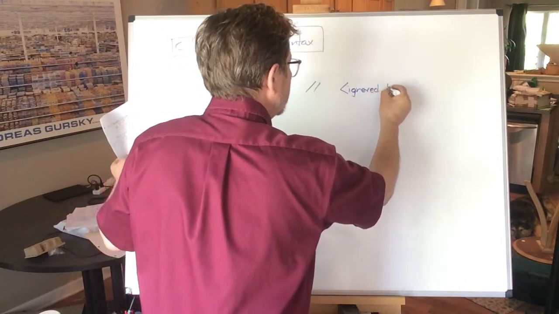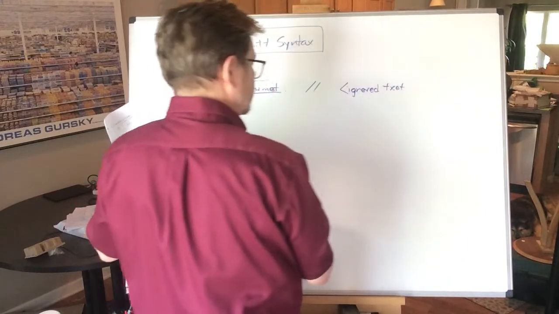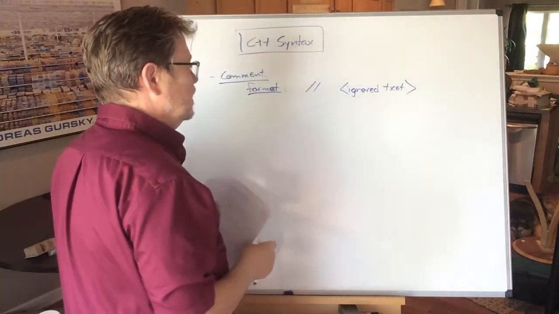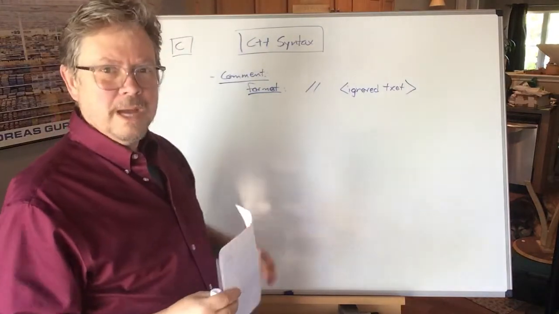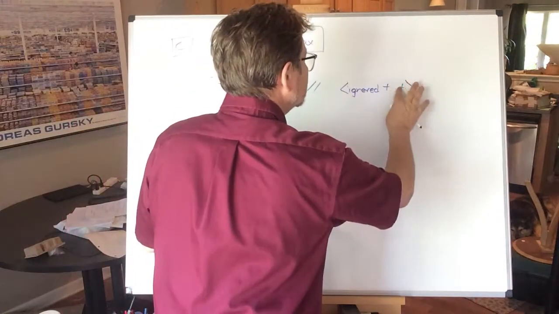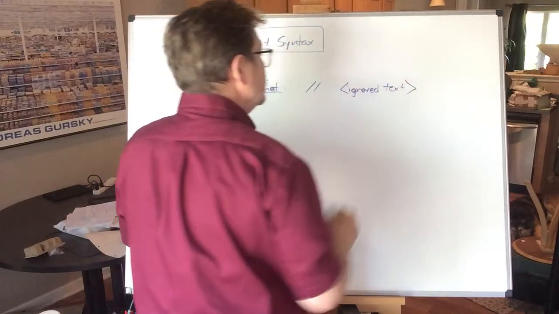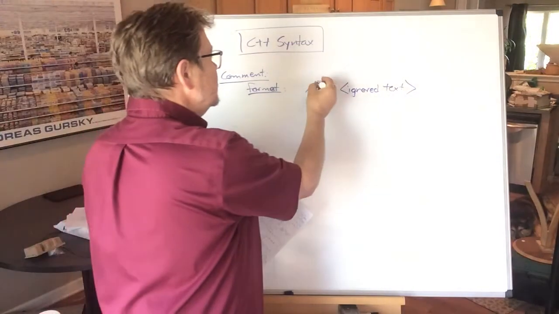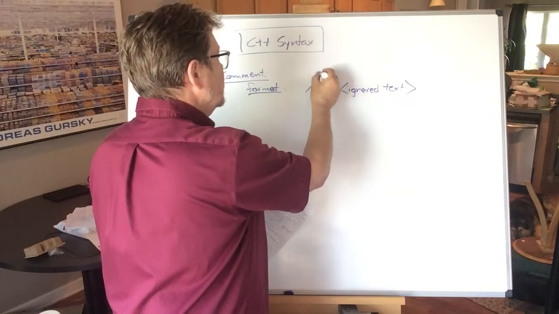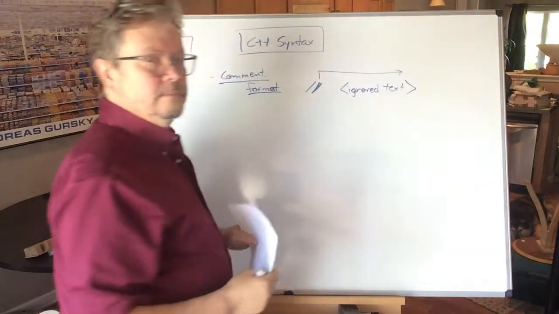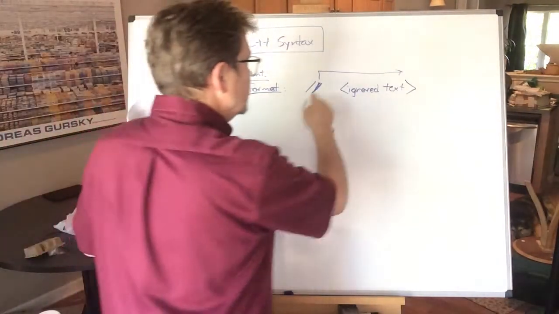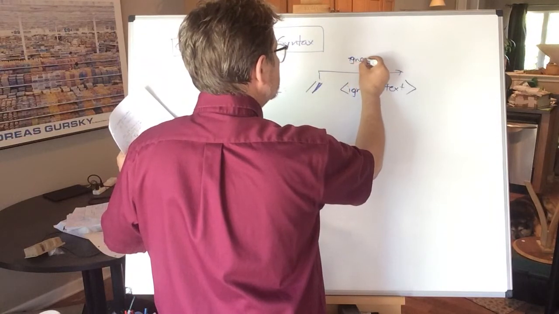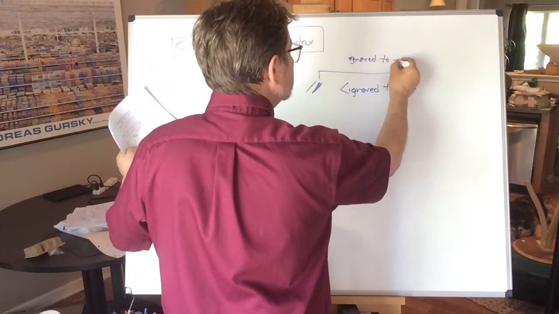Ignored text. Oh, I misspelled text. You know what? That doesn't even matter. I'll fix it. Ignore text. But the reason it doesn't matter is because it really is ignored. When the compiler sees these two forward slashes in a row, it kind of takes a break mentally and ignores everything to the end of the line. Ignored, I-G-N-O-R-E-D, to end of line.